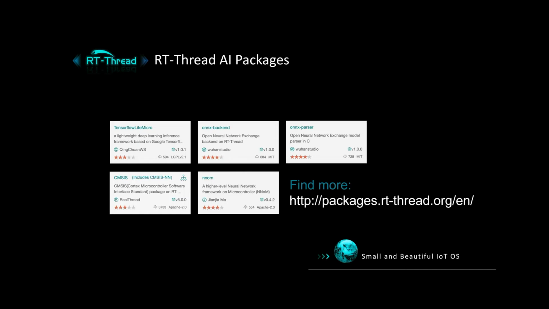Then we provided AI packages. RT-Thread has a packaging mechanism. There is a website. You can use the link on the screen to find all kinds of packages. Of course, we have a catalog for AI packages. You can find TensorFlow Lite Micro, you can find CMSIS including CMSIS-NN and some others. With these packages, you can just use manual config or RT-Thread Studio to enable this library with just a few clicks or a few key presses. Then it will get compiled smoothly.